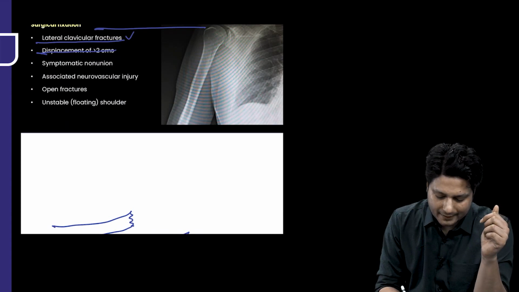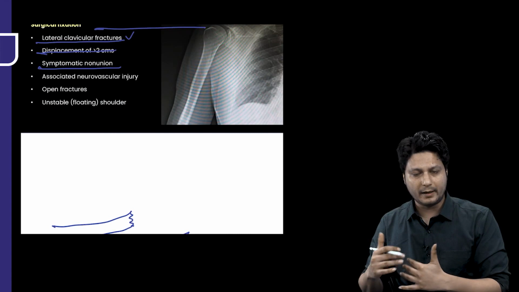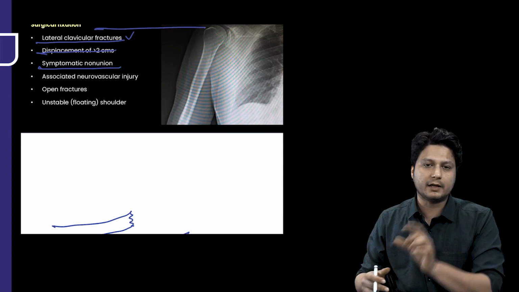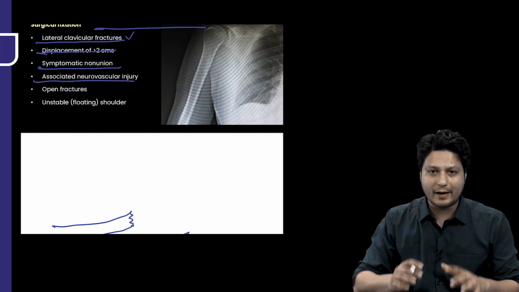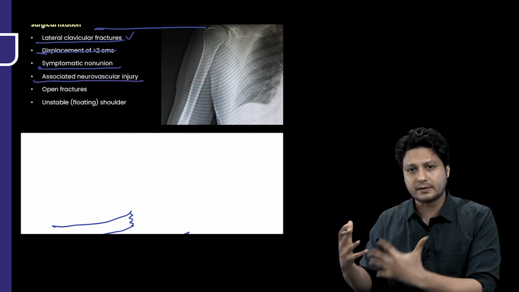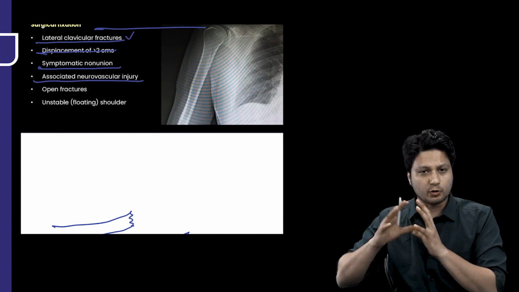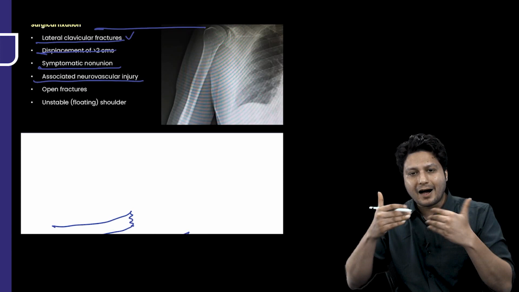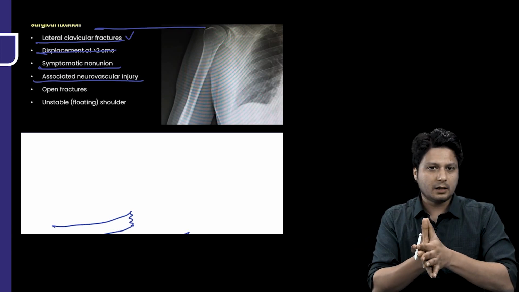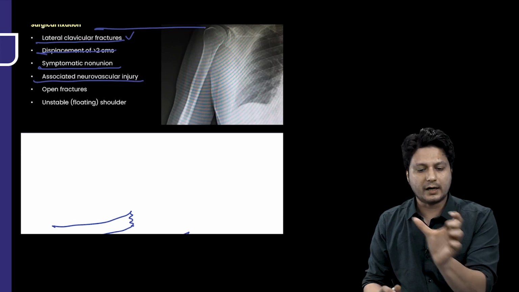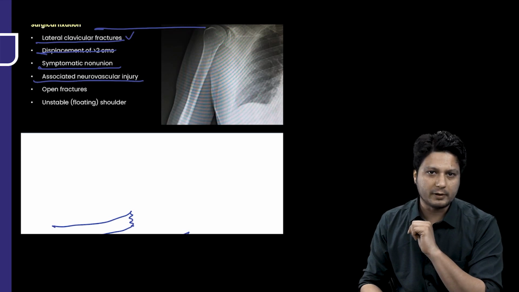Next, symptomatic non-union, the same thing, that the patient is having pain, limitation of movement, and impairment of activities just because of this non-union at the site of the fracture. Then associated neurovascular injury. Imagine if there is a brachial plexus injury, a loss of pulsations, or a hematoma, that means collection of too much blood, so that you are thinking there could be an injury to the arteries, veins or nerves associated with this fracture of clavicle, which need to be observed. In that case, you have to open the fracture site.